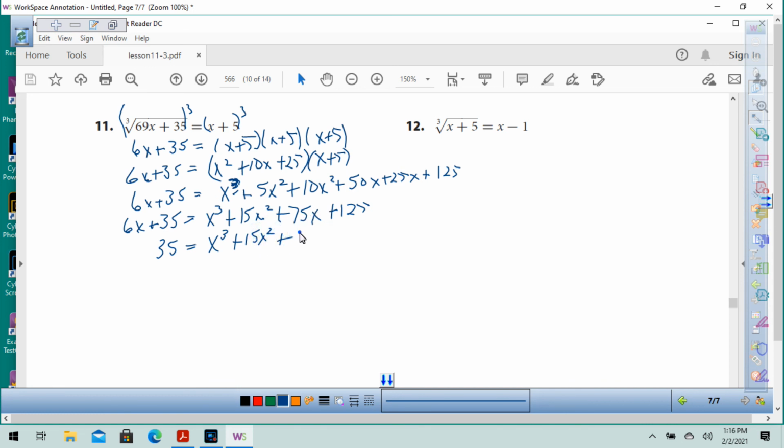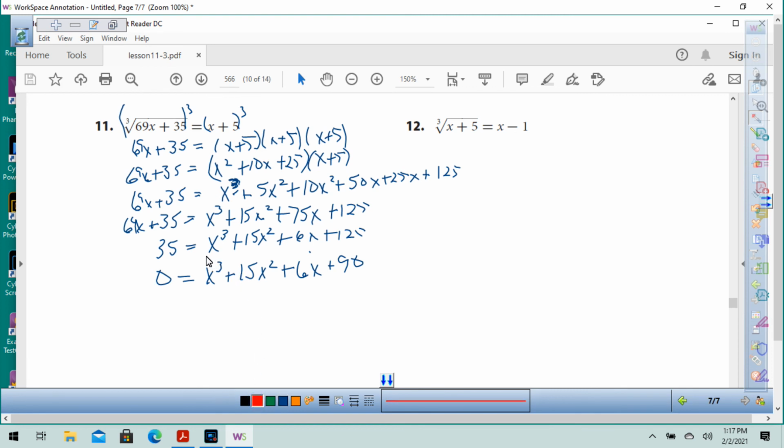And I got x cubed plus 15x squared plus, let's see, that's going to be 69x. That should have been 69x right there. So that's going to give me 69x plus 125. Almost, subtract 35 from both sides, and you got x cubed plus 15x squared plus 69x, and that's going to be plus 90, I believe. All right.